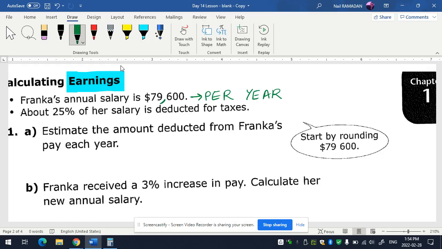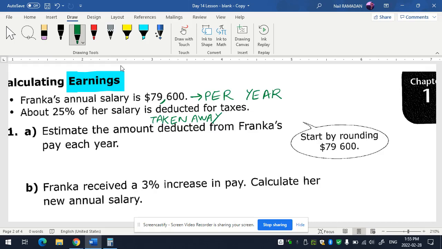It says right there about 25%, one fourth, of her salary is deducted or taken away or removed for taxes. Okay? So I want you to write: deducted means taken away, or subtracted, if you will. But taken away is good enough for taxes. It's interesting. It's not just tax; it's taxes. Multiple taxes. It could be income, could be, for example, pension, and so on and so forth.